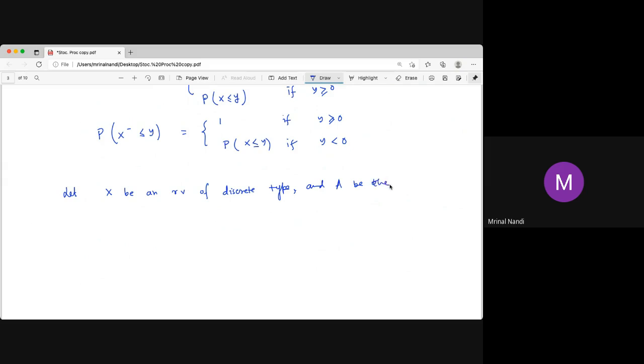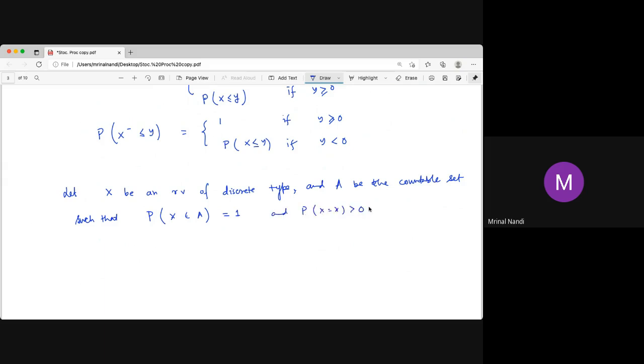Let A be the countable set such that the probability of X in A is 1. We know that A is a countable set, and that the probability of X equal to x is positive.